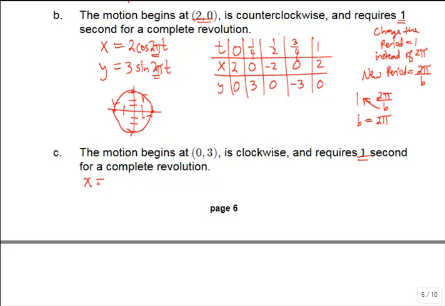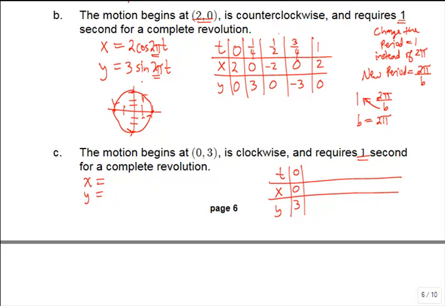Let's think about what it's going to take to make this work. We want our table to start at 0 for x and 3 for y when t is 0. If we use what we started with for these last two examples and we let x be 2 cosine 2 pi t again, that's not going to work, because when I plug in 0, that's going to give me 2, and when I plug in 0 for this t, that's going to give me that 0. So we're not at the right starting point.